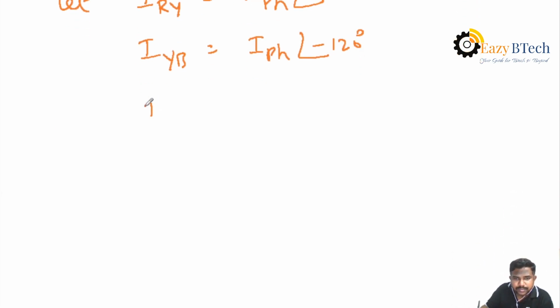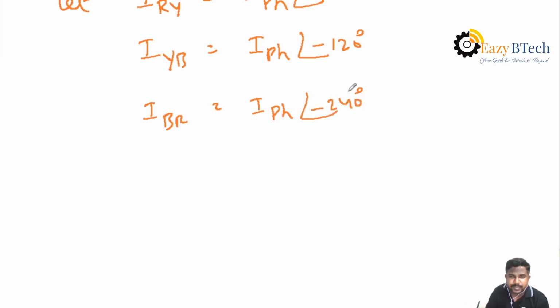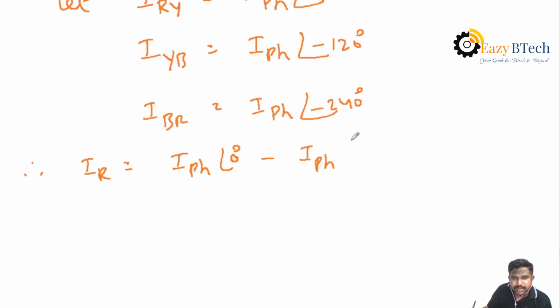Similarly, the third one, IBR, that is IPH at an angle 240 degrees from IRY. Okay. Then you can replace these values in equation 1. From that, therefore, IR equal to IRY, and the IRY value is IPH at an angle 0, minus IBR, that is IPH at an angle 240 degrees.